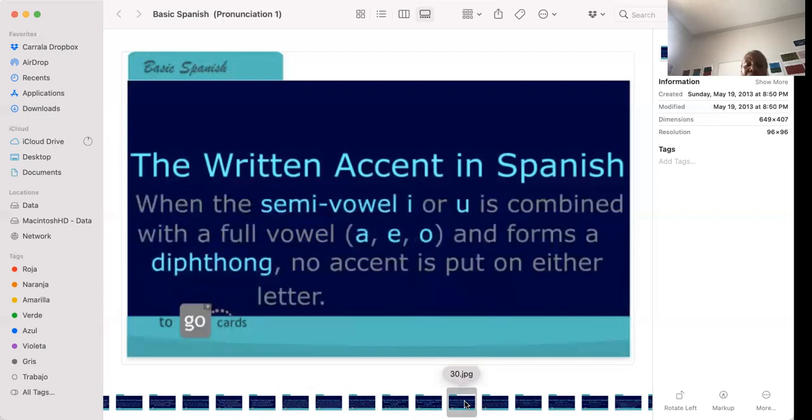When the semi-vowel I or U is combined with a full vowel, the A, E, or O, it does form a diphthong. That's what I was just saying, okay. But no accent is put on either letter.